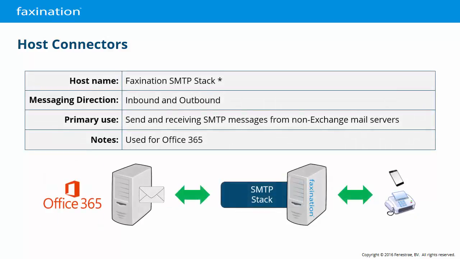The Faxination SMTP stack is not technically a host connector, but it functions as one. We retired our old Universal Mail connector several releases ago and replicated its functionality as part of the Faxination kernel process and just inherent to the server. This was done primarily so that SMTP communication would always be available to Faxination and can be used for things like health monitoring and system alerts. The SMTP stack is useful in locked down Exchange environments, non-Exchange email environments, and hosted email environments such as Office 365.